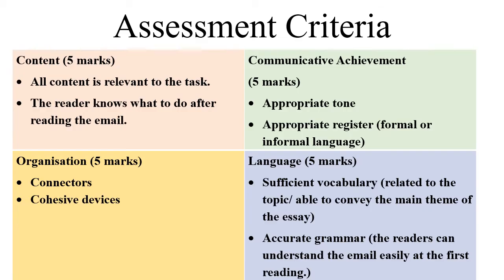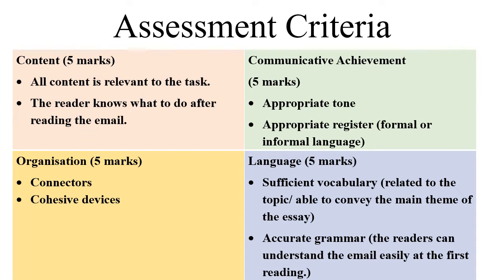Okay, next, let's look at the assessment criteria. It's important for us to know what is expected of us before we learn how to write an email. So there are 4 parts to the criteria. The first one, content, that carries 5 marks. So when we are writing the email, we have to make sure that all content is relevant to the task, and we must make sure that our readers know what to do after reading our email.